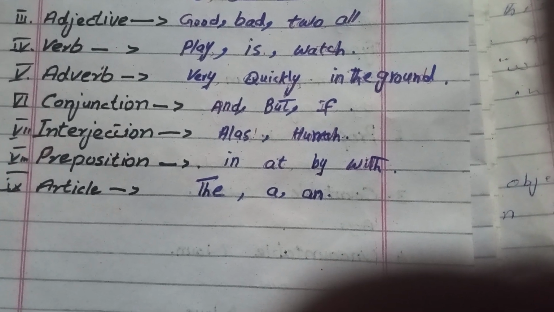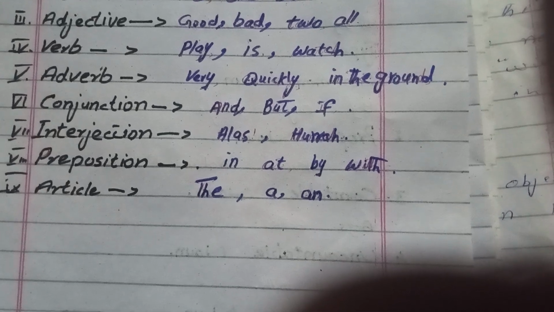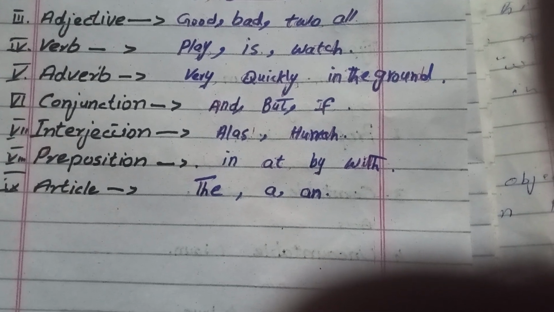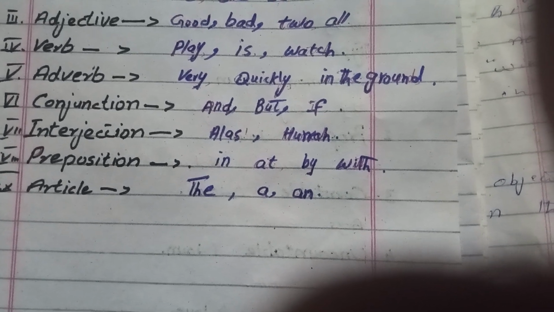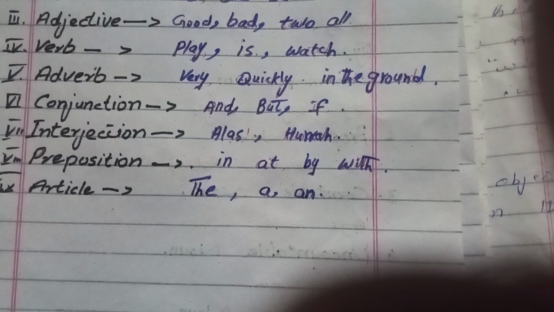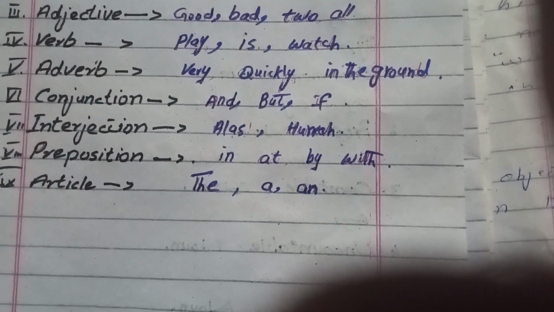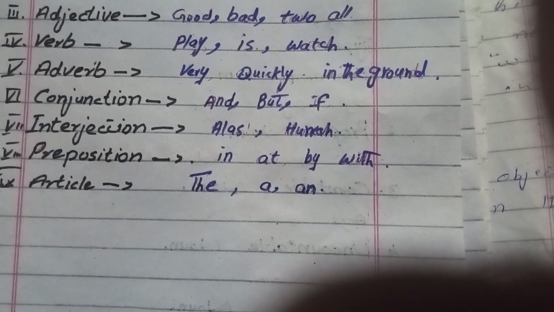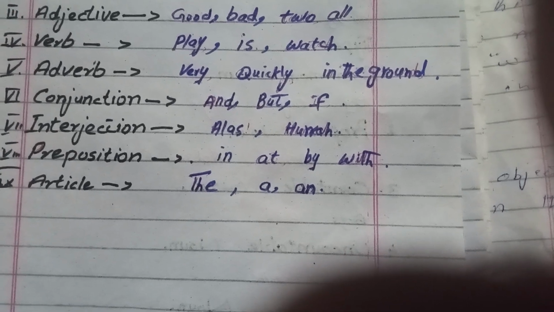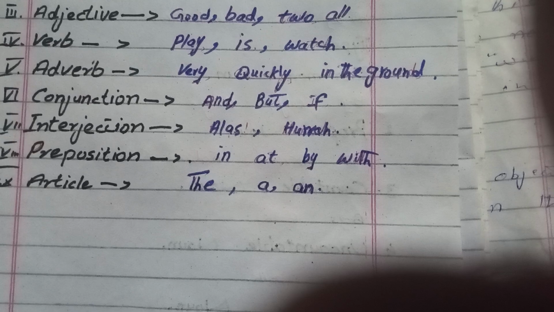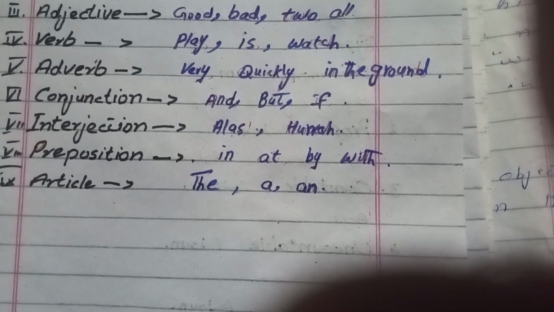The seventh part of speech is interjection. Interjection is defined as a word which shows the emotion or sudden feeling of a speaker. For example, someone says, "Hurrah, we won the match." When someone is excited, he pronounces a word which shows his emotions. These type of words are called interjection.